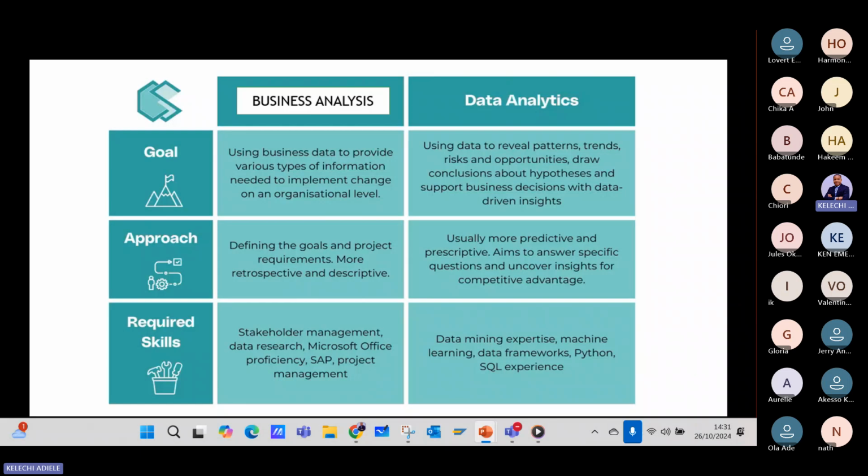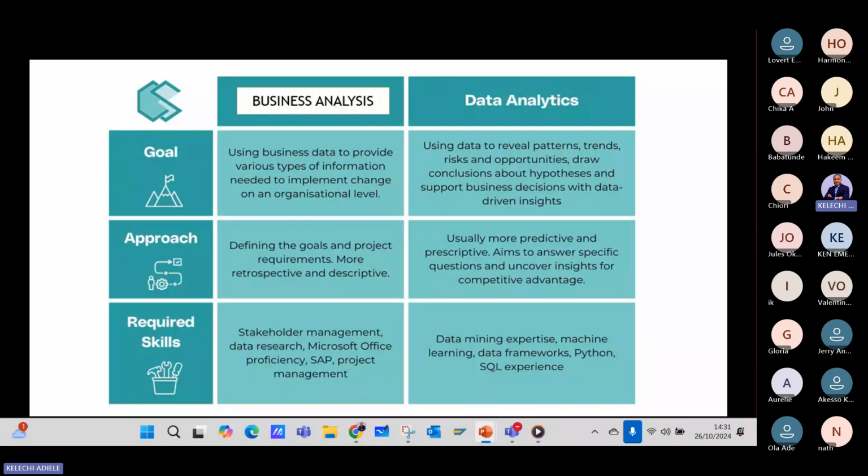Now, I'll just rush through basically. Business analysis is basically focused on identifying needs and driving change, right? Using business data to provide various types of information needed to implement change on an organizational level.